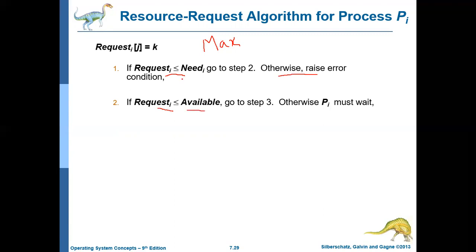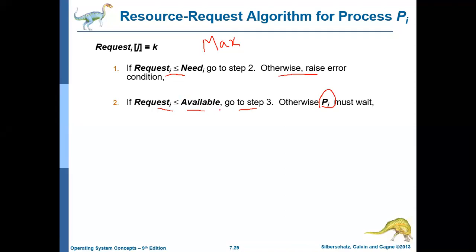Next, in step 2, check whether the request is less than or equal to available or not. Available represents how many instances of each resource type are currently available with the operating system. Request should be less than that. Then only the operating system can offer those resources. Otherwise, it cannot offer. So if request is less than or equal to available, then go to step 3. Otherwise, process Pi must wait. How long does it wait? Until request becomes less than or equal to available.